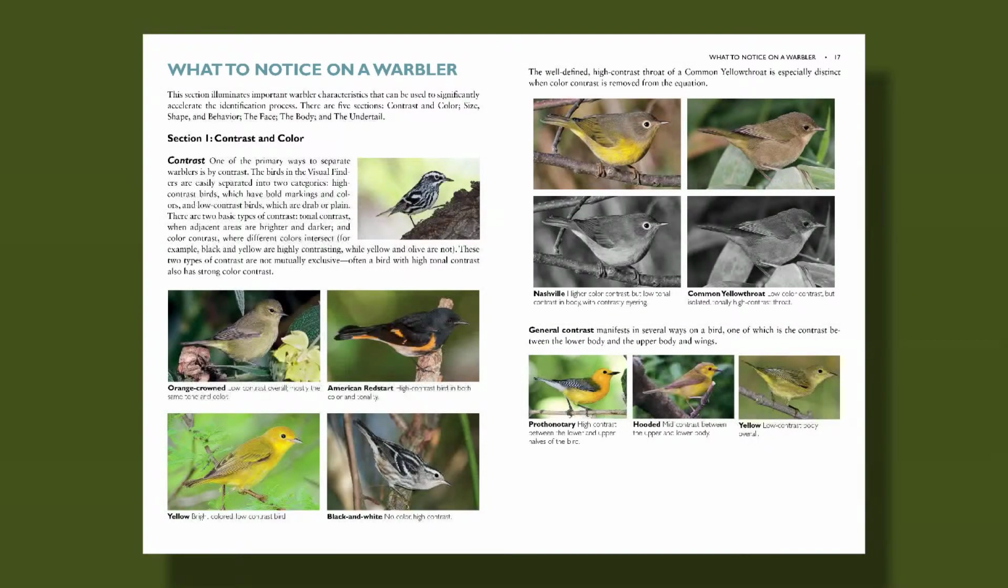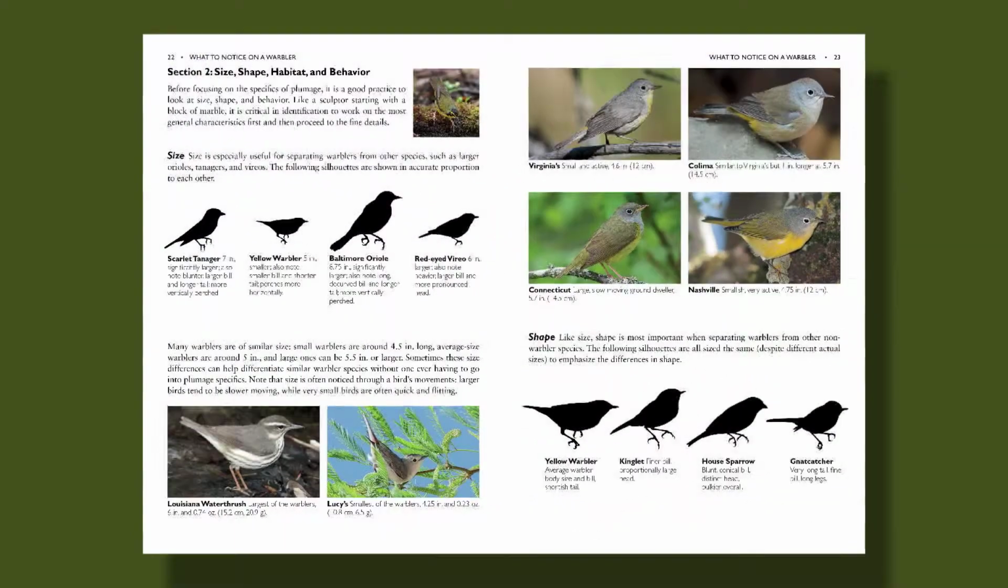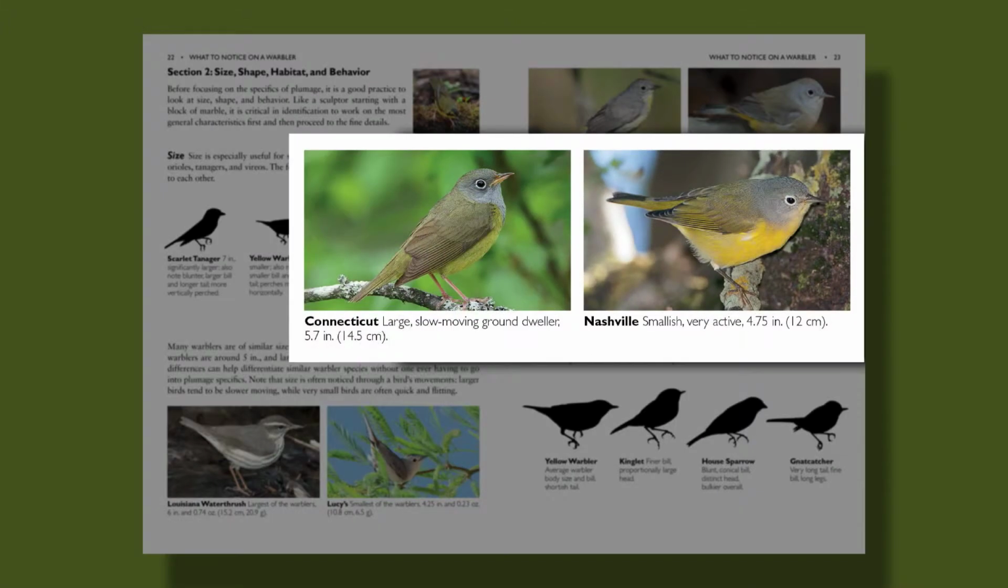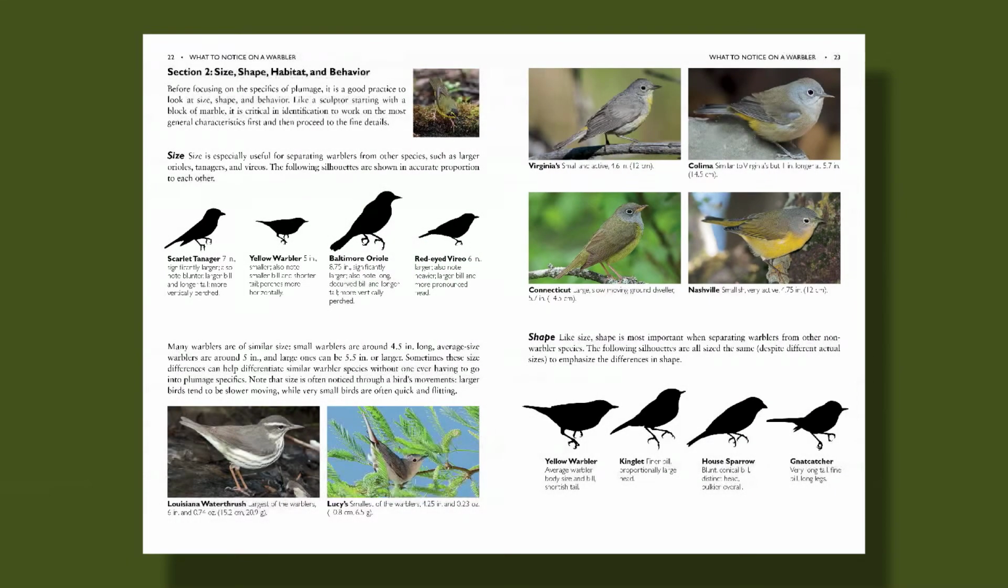Another potentially confusing bird for Nashville is Connecticut warbler, but as we point out in our size, shape, habitat, and behavior subsection, Connecticut is much larger and slower moving, whereas Nashville is small and very active.